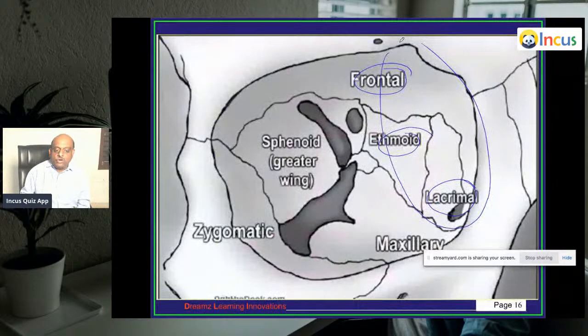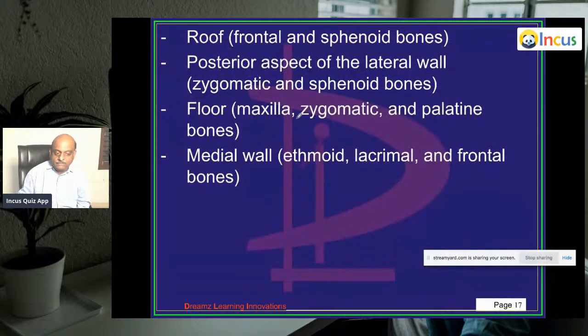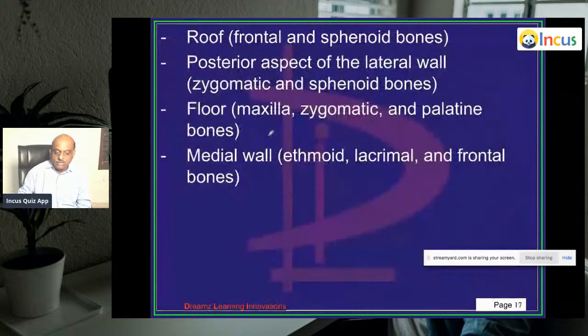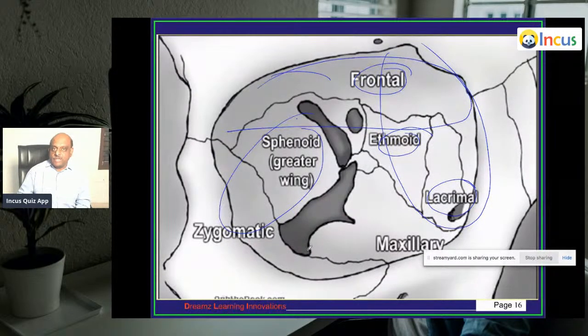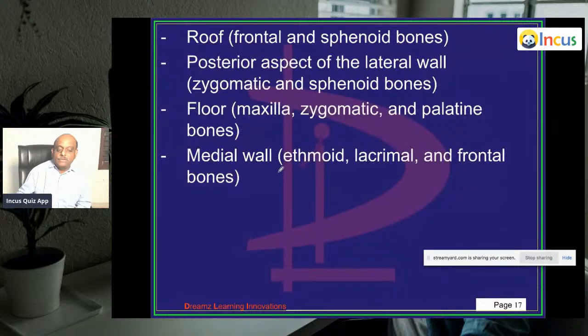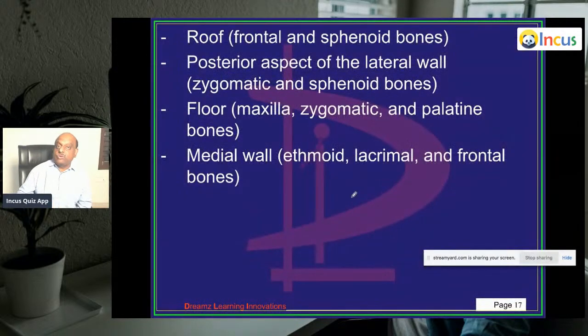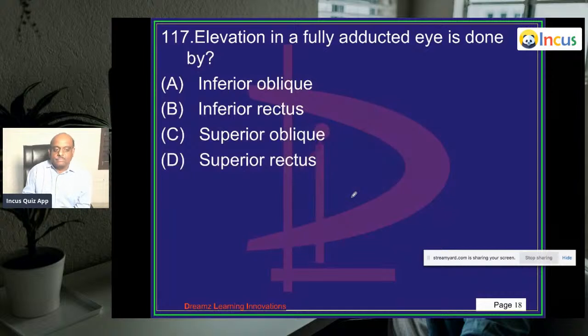The roof is formed by the frontal and sphenoid bones. The posterior aspect of the lateral wall is by the zygomatic and sphenoid. And the floor is formed by the maxilla, zygomatic and palatine. Medial wall is by the ethmoid, lacrimal and the frontal. So you have to be very sure on the different walls of the orbit.